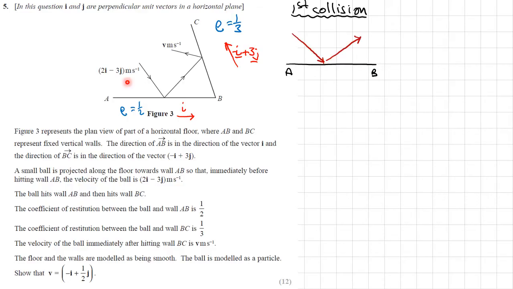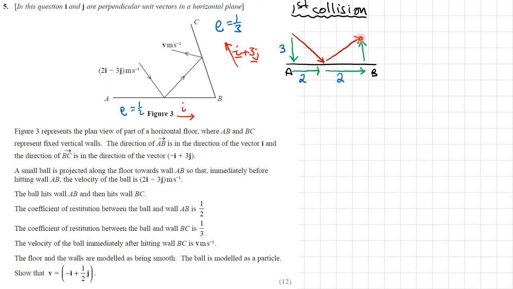So we start with the first collision of the ball with the wall AB. We need to find the components of the velocities that are parallel and perpendicular to the wall. Now at first it's moving 2i minus 3j, so that means 2 across, 3 down. So this part is 3. The part parallel to the wall is 2. That velocity remains constant after the collision, so it's still 2 here.